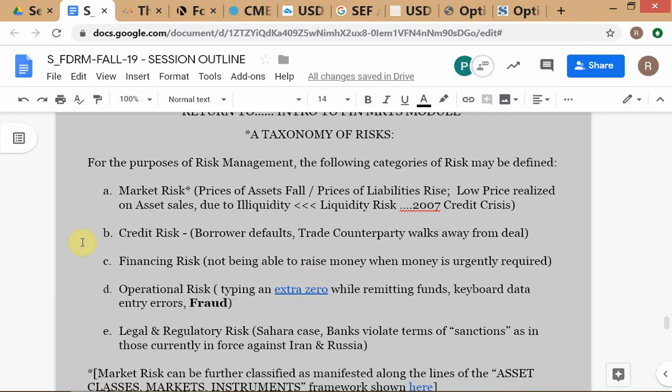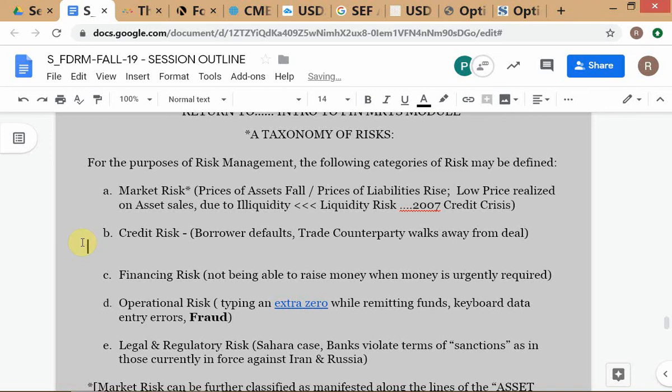I can just write it briefly here: default equals ability stroke willingness to pay. So I may have money like Vijay Mallya, but I don't want to pay. So you could have a default.